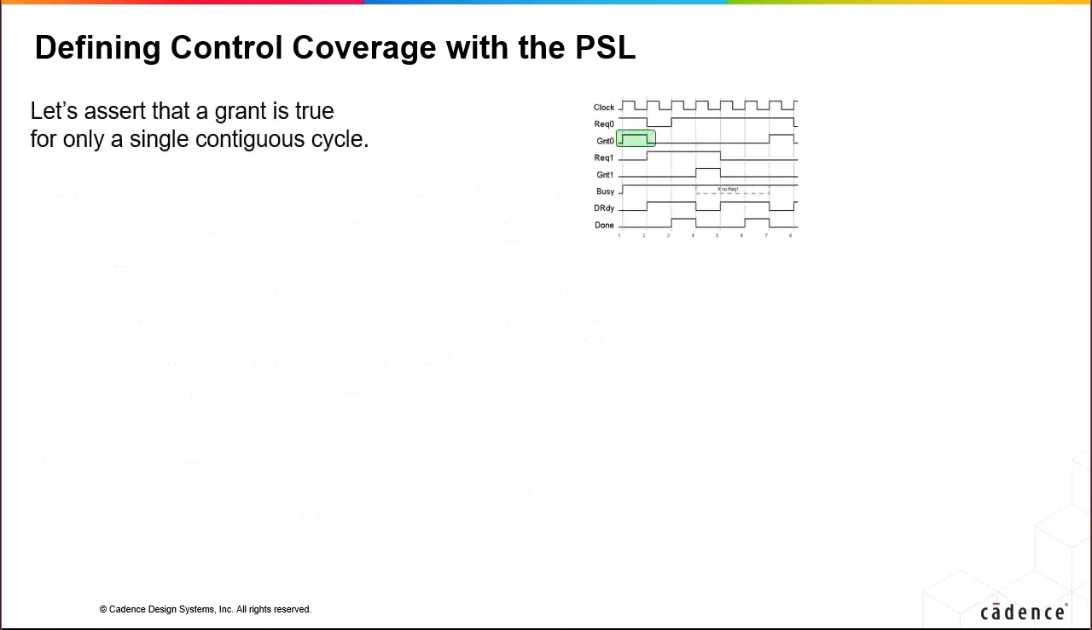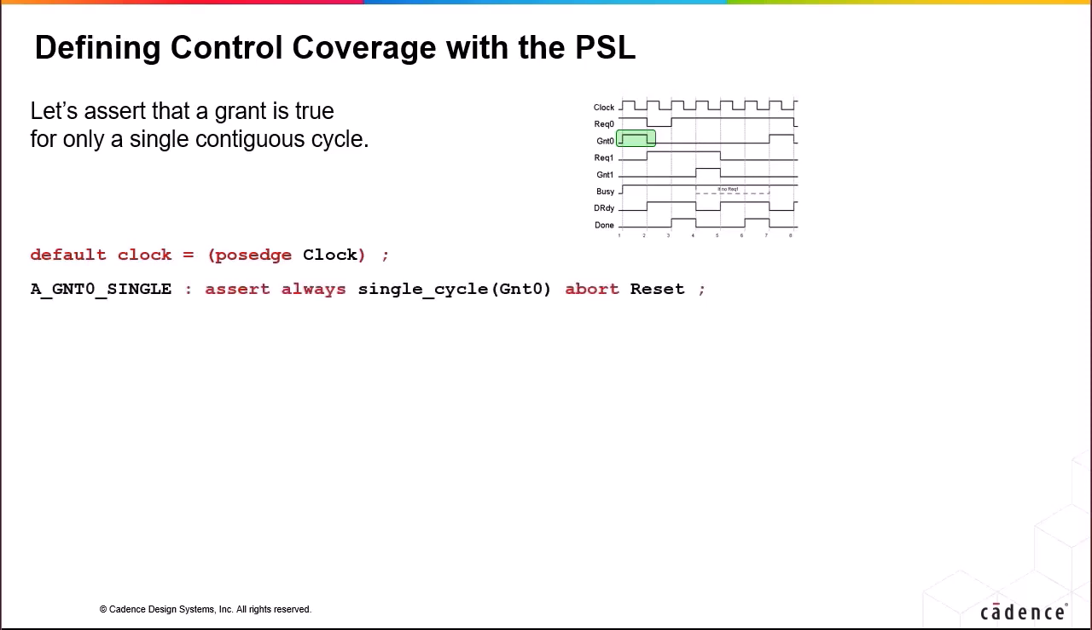Let's next assert the property that the grant signal is true for only a single contiguous cycle. As we continue to use the same clocking, for our convenience, let's declare it to be the default clocking. As before, we state the assertion, this time without the clocking event, and again postpone the property expression declaration. You have previously seen all of this.